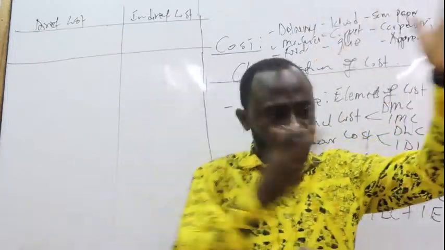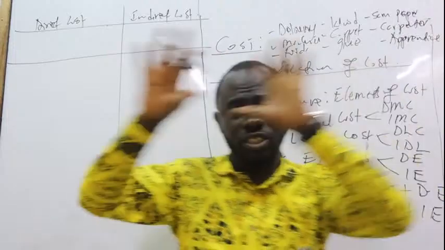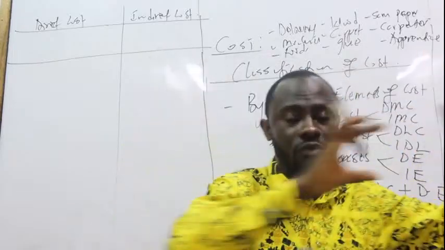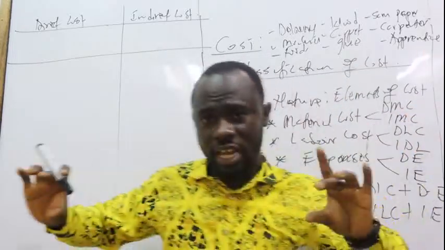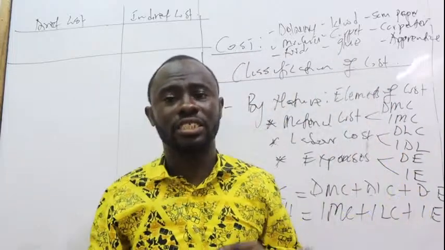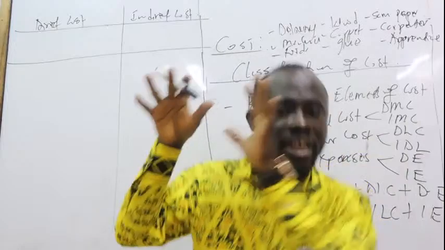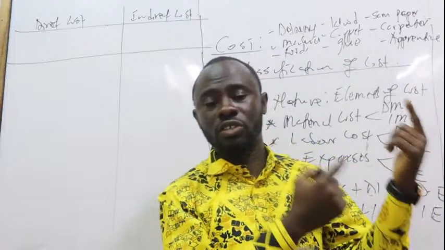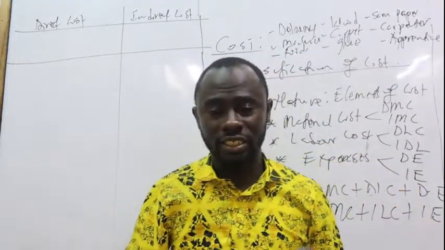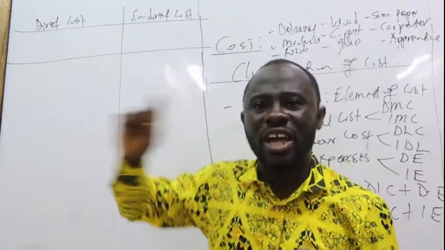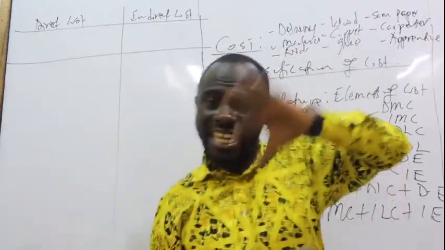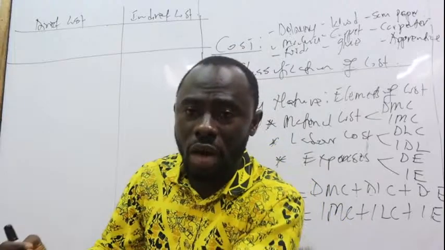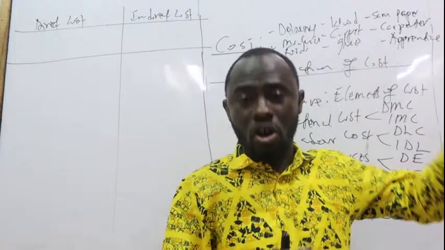So number one, traceability. Direct costs can be traced, indirect costs cannot be traced. Number two, it's about their summation. That is, summation of all direct costs gives us prime cost, summation of all indirect costs gives us overheads. Number three, it's about their percentage of the total cost. Direct cost covers a greater percentage of the total cost. Indirect cost covers a less percentage of the total cost. Next is controllability. Direct costs are controllable costs, whilst indirect costs are uncontrollable costs. Okay?